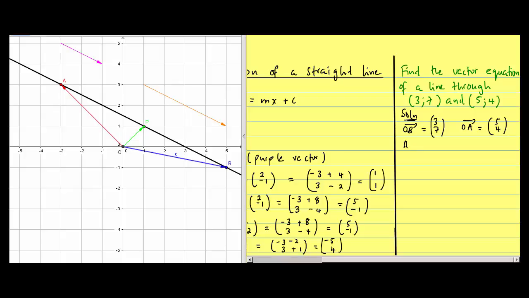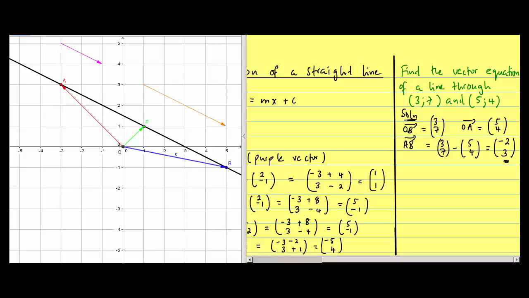So if I take the vector AB to be that, it's going to be the vector OB, (3, 7), minus the vector OA, which is equal to (5, 4), and this is going to give us 3 minus 5 is minus 2, and 7 minus 4 is equal to 3. So this vector here, (-2, 3), is parallel to the line that we started off with. So this here is our direction vector.